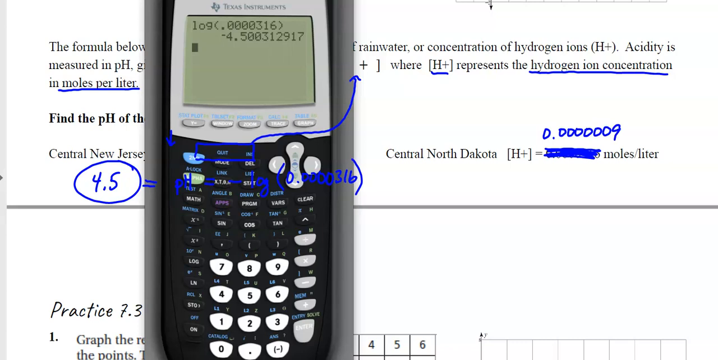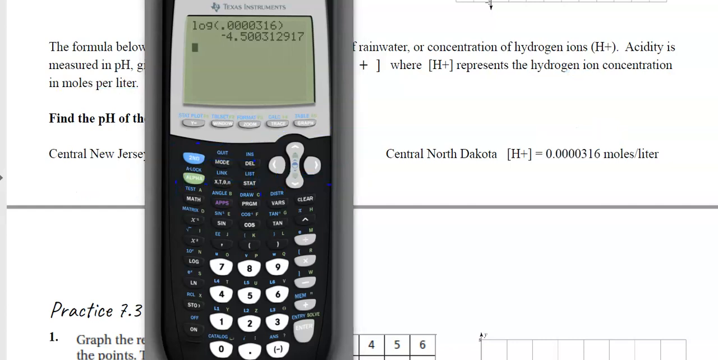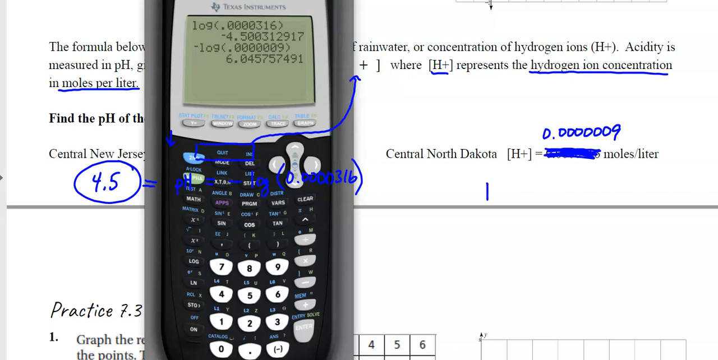All right, so a much different collection. Let's see what that shakes out to be. 6 zeros with a 9 in it. Go back to my calculator. I'm going to do this one right. Negative log, or opposite log, of 0.000009. Enter. 6.04. All right, so a much different pH for this one. Pretty close to 6.0, 6.04.